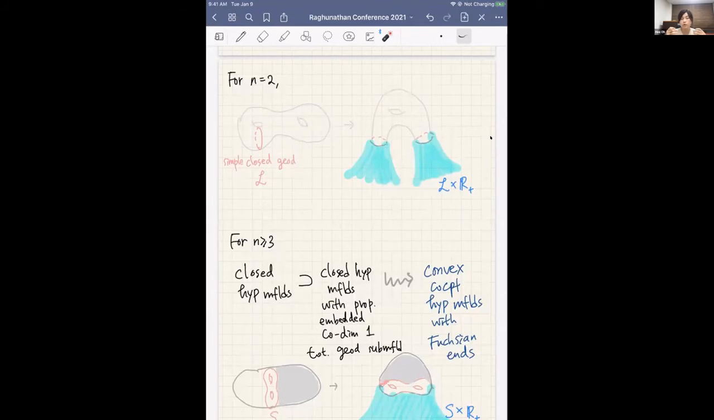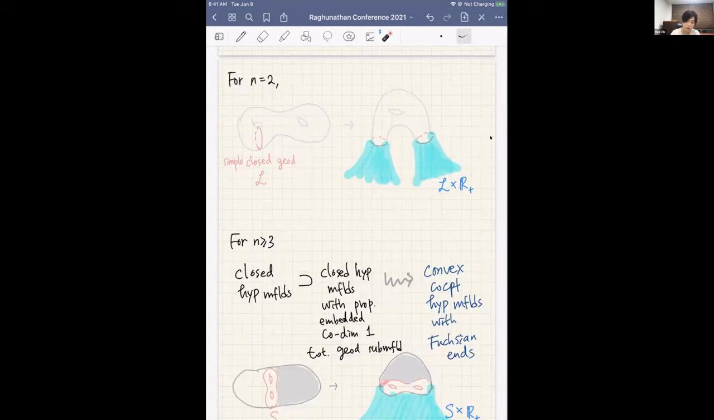To represent a hyperbolic surface as a quotient of H^2 by Γ, we need a complete hyperbolic surface. So I make it complete by gluing a Fuchsian end to each geodesic boundary component. Because the boundary is this simple closed geodesic of length L, I can glue L times R plus this end component here, and then this hyperbolic surface becomes complete. This is what I call a convex cocompact hyperbolic surface with Fuchsian ends.